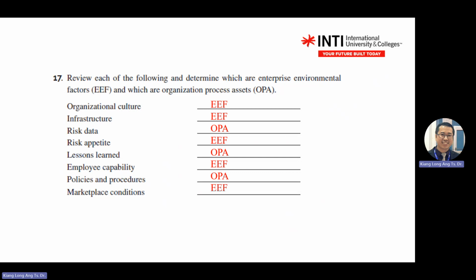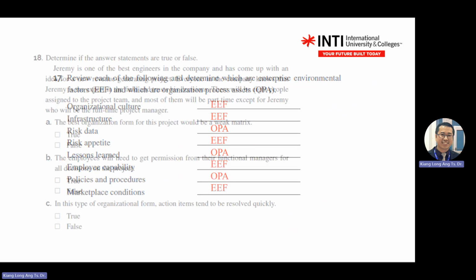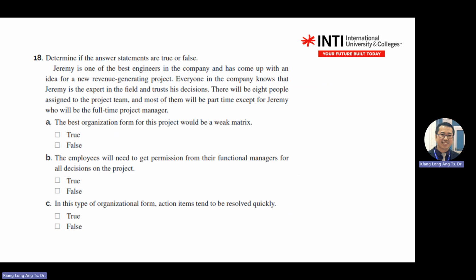Enterprise environment factor is usually linked with culture. You see culture already. Culture, infrastructure, risk, employee capabilities, market condition. But if you see the word process, it is more on risk analysis, lessons learned, policy, procedures, all these things. Okay, the rest is true or false.